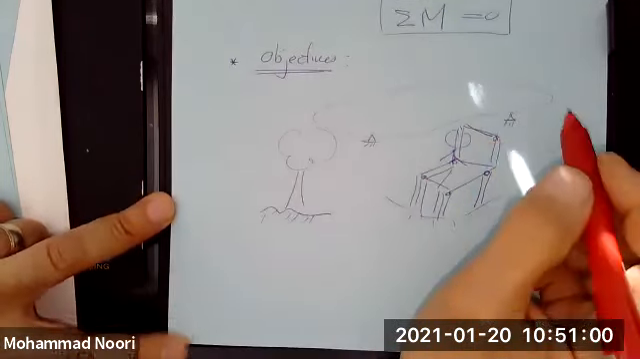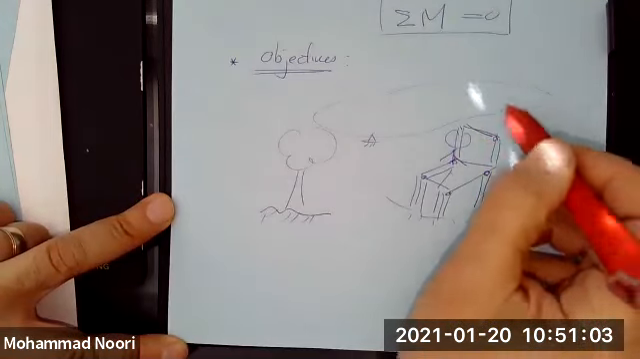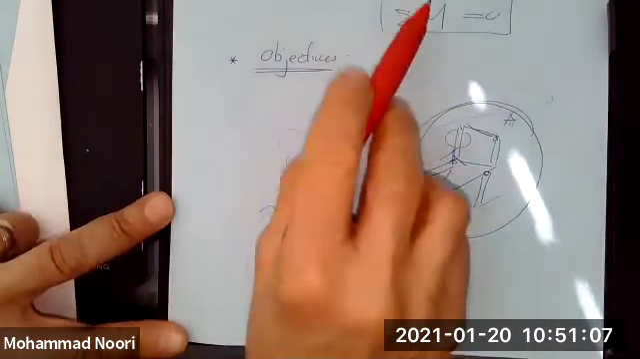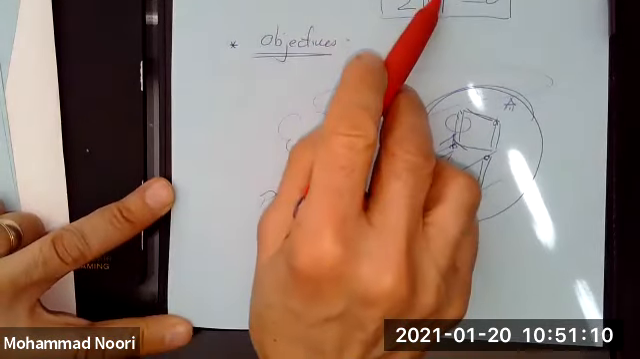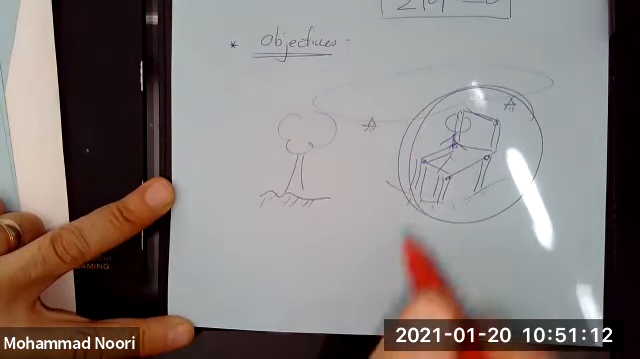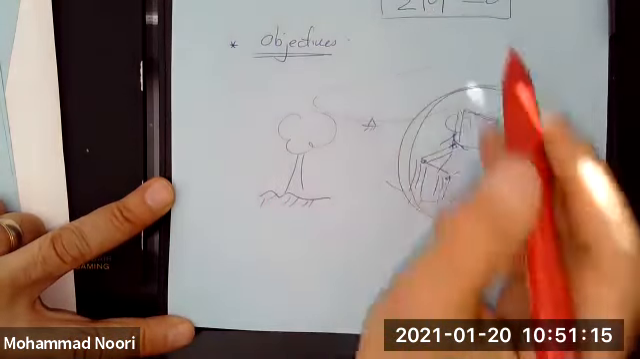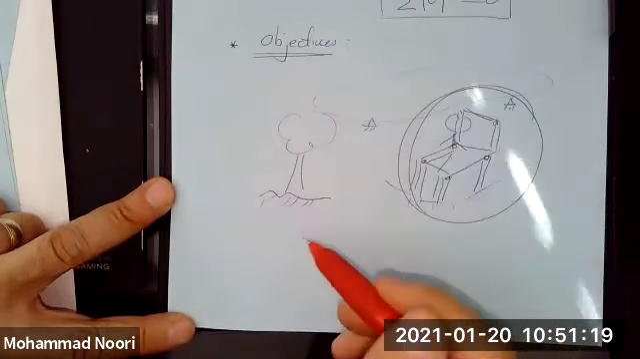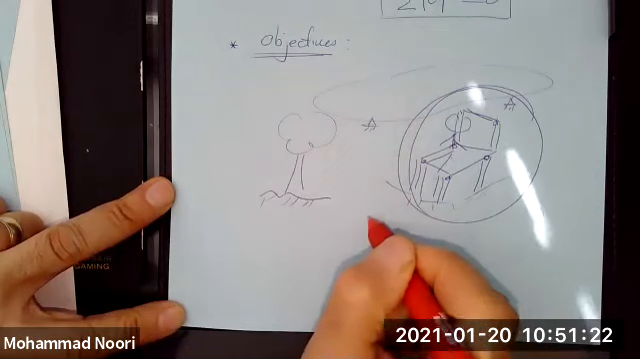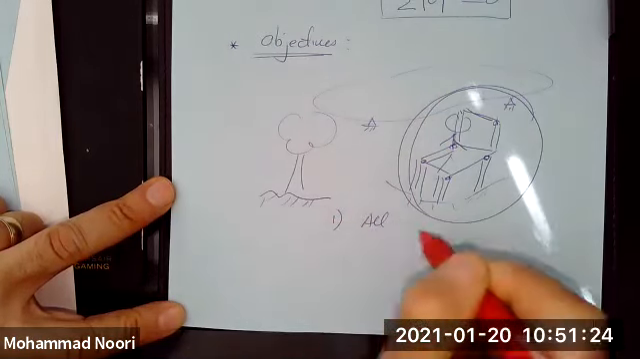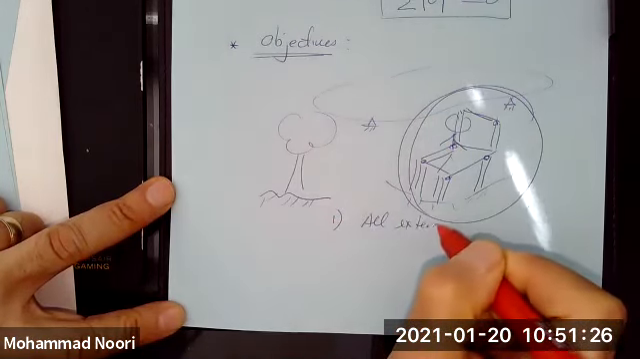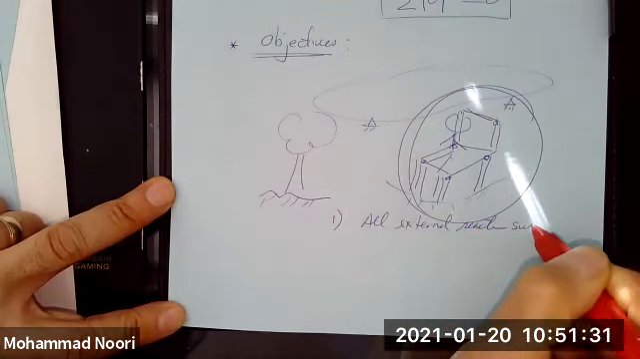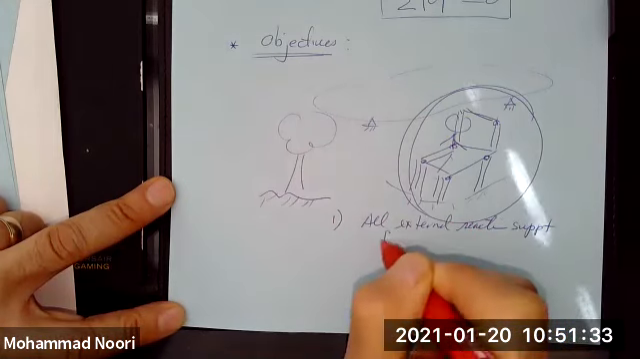The objective of static equilibrium is this. As long as we know this chair is not moving, the sum of all forces acting on this should be zero, and the sum of the moments. That means by using that concept, we can find all external reaction support forces.